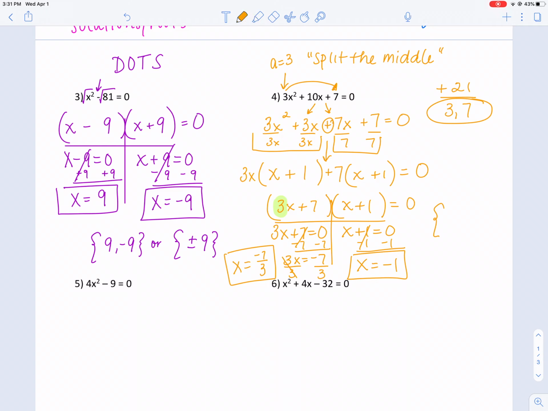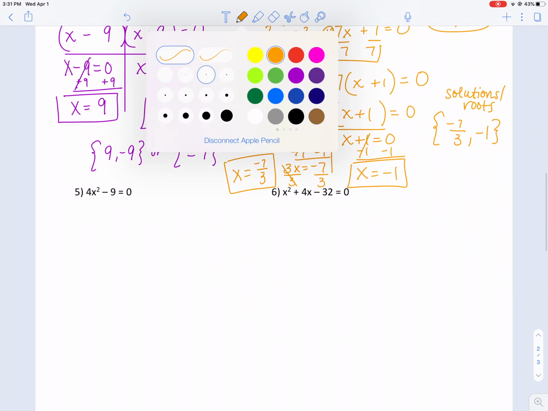Your answers or solutions should be, your solutions are what we call these, or roots. Here are negative 7/3 and negative 1. Okay, I'm going to do these last 2.